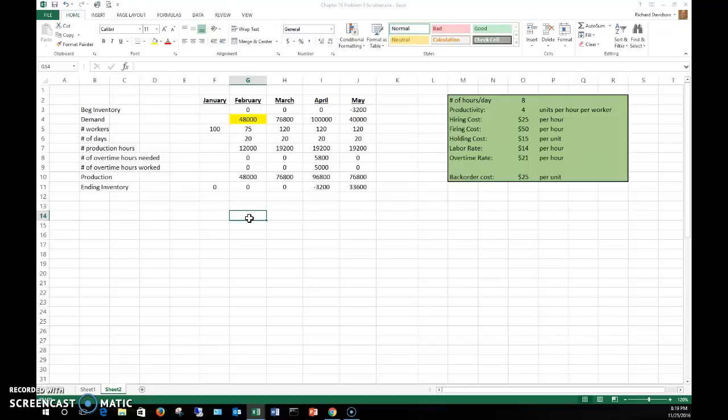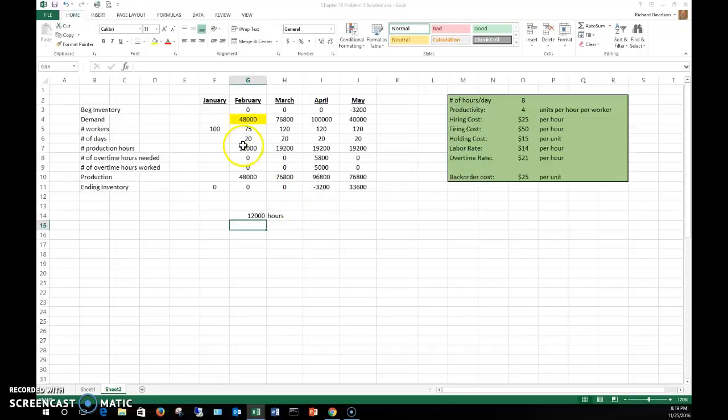But first and foremost, it says that we can make 4 units per hour per worker. And that number is important for us to calculate how many hours of work we need. We know we need 48,000 units in February, but how many hours will that take? If we take that 48,000 and divide that by 4, that tells us that we're going to need 12,000 hours of production from our employees.